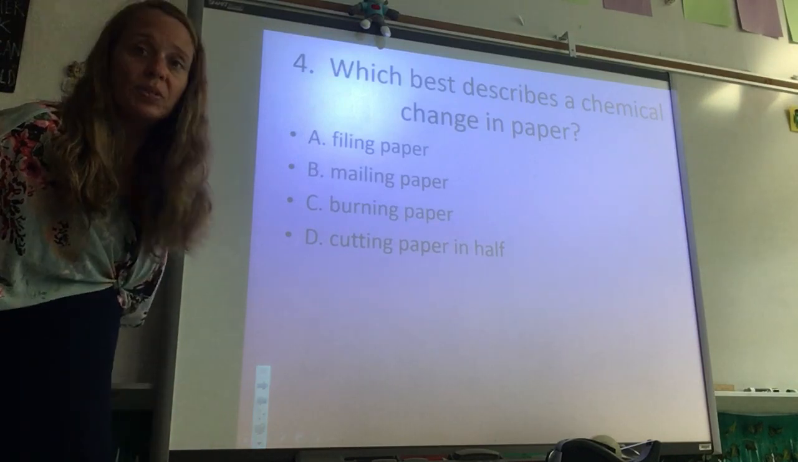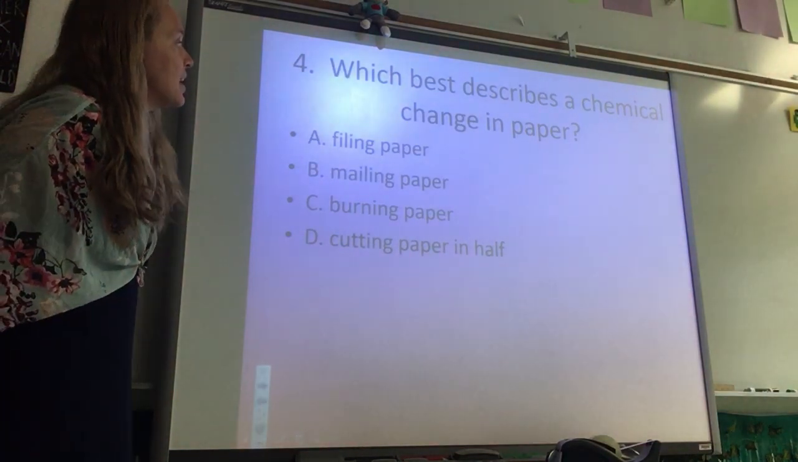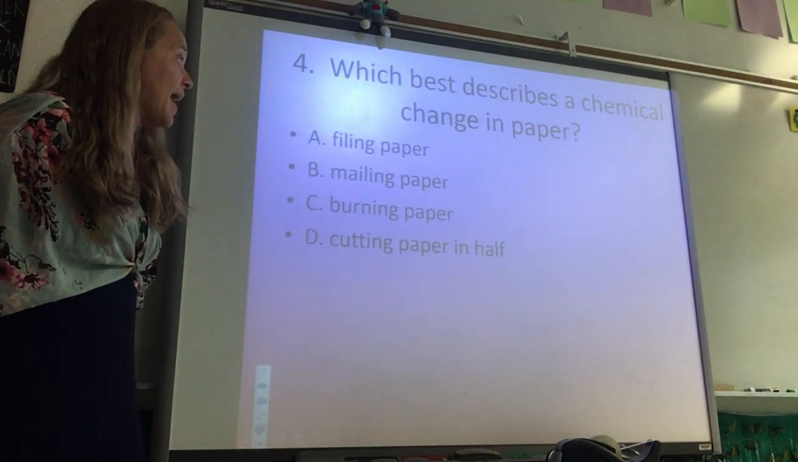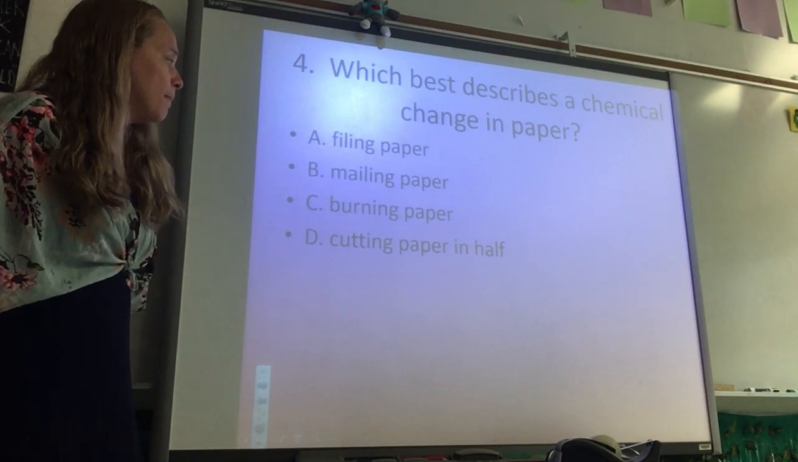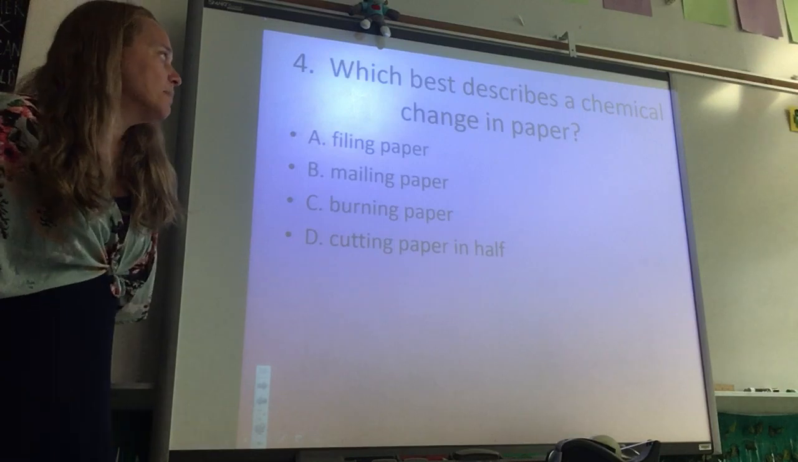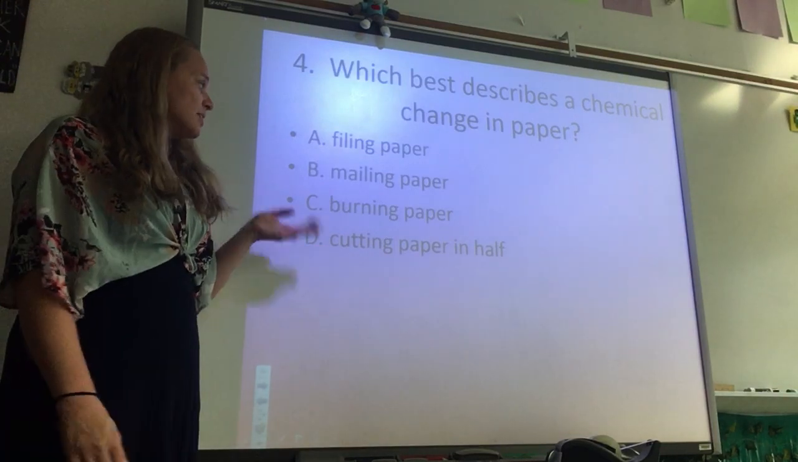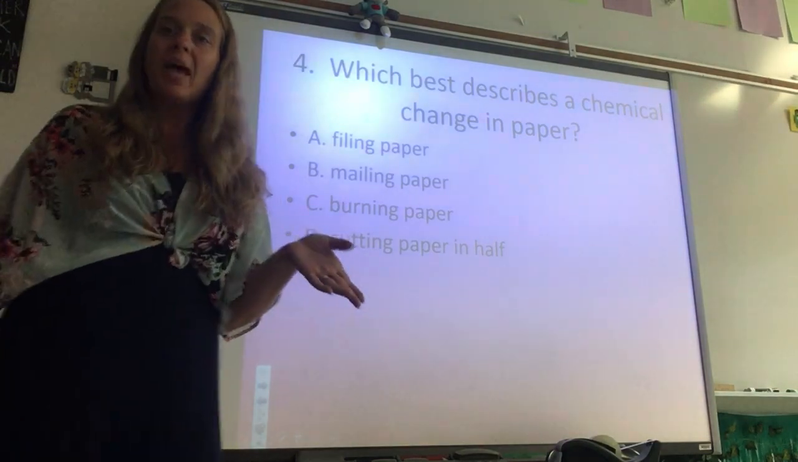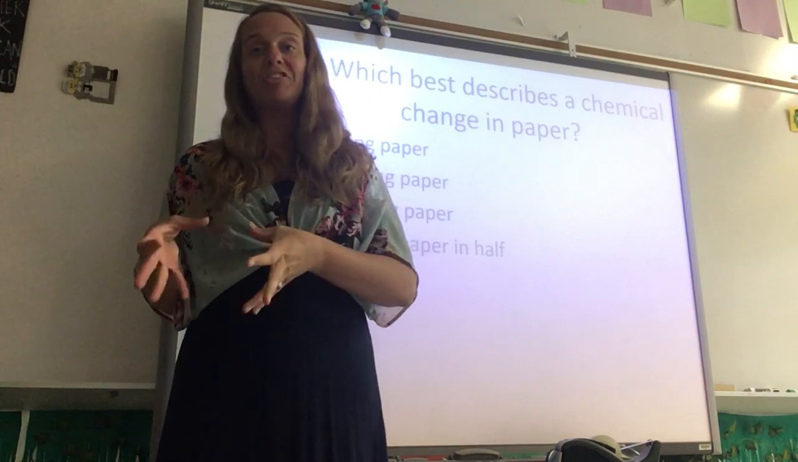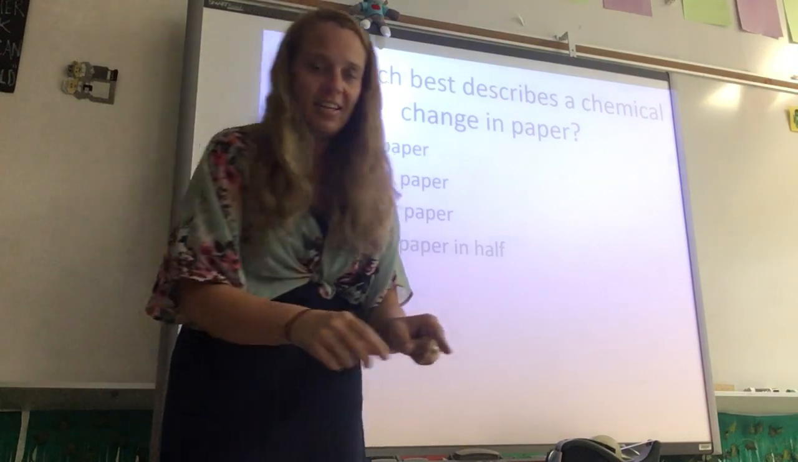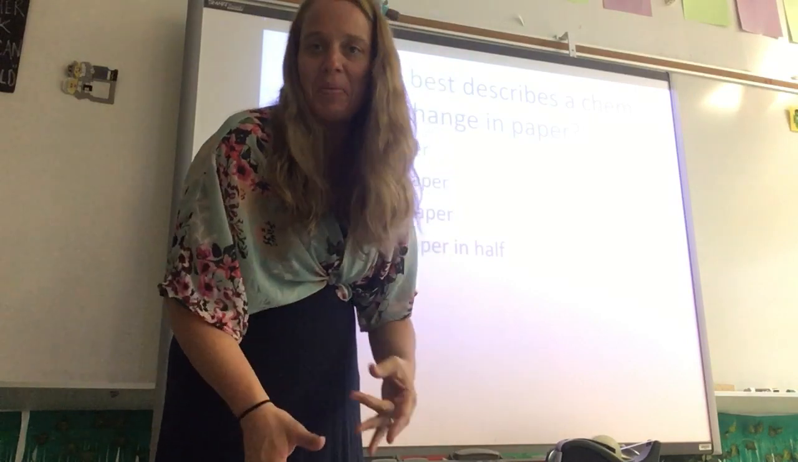And the last question we'll do before we take a couple notes is which best describes a chemical change in paper? A, filing paper. B, mailing paper. C, burning paper. Or D, cutting paper in half. All right? And the correct answer there is going to be C. Burning paper would be a chemical change. Once again, it turns the paper into ash. It made a new substance. And even if you had all the time in the world, you wouldn't be able to, the ash won't go back to paper.